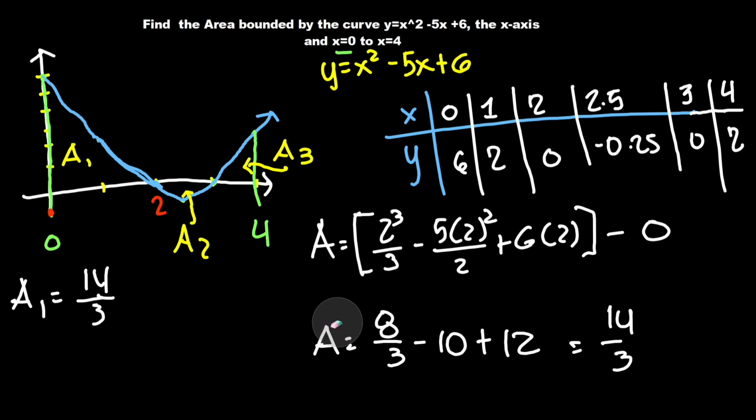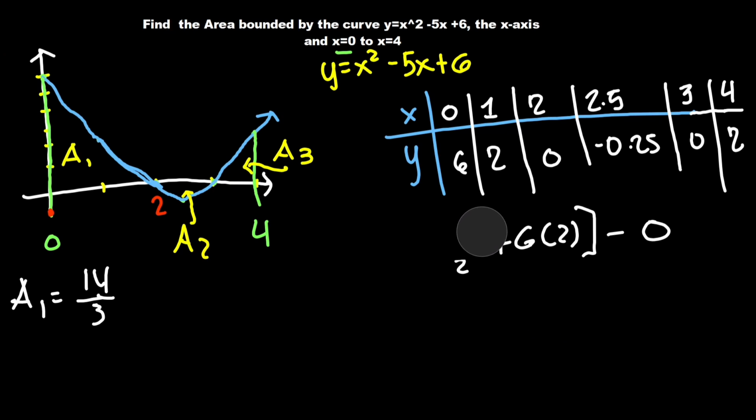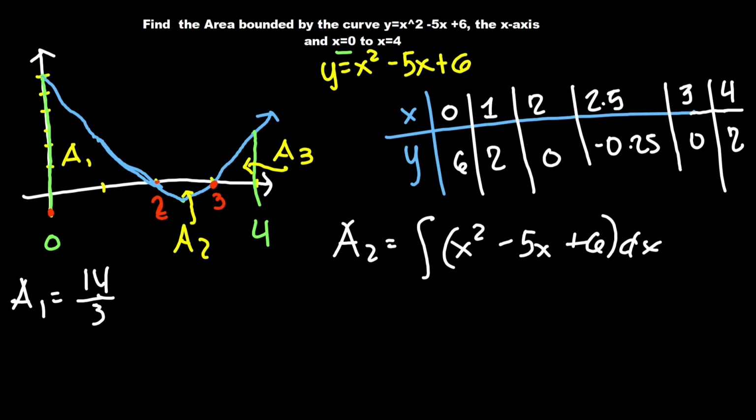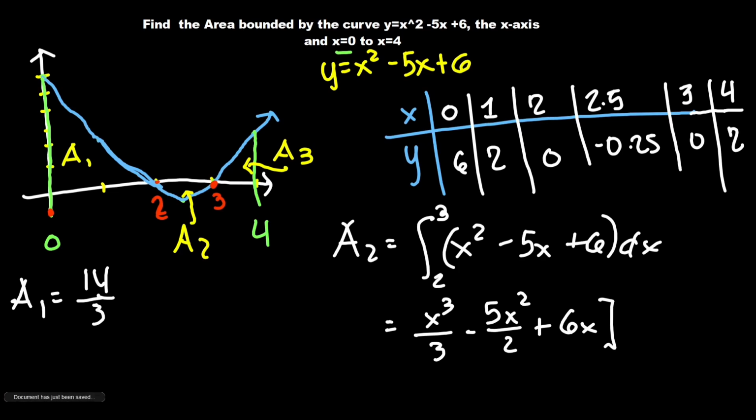Now let us move on to area sub 2, or area number 2. We would now focus on this shaded region right here. So this would be the integral of x squared minus 5x plus 6 dx. And our limits right here would be this point right here, which is 3, and this point right here, which is 2. So this would be 3 and 2. Integral of this would be x cubed over 3 minus 5x squared over 2 plus 6x, with the upper limit of 3 and lower limit of 2.